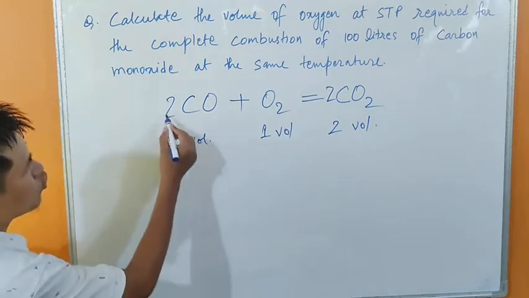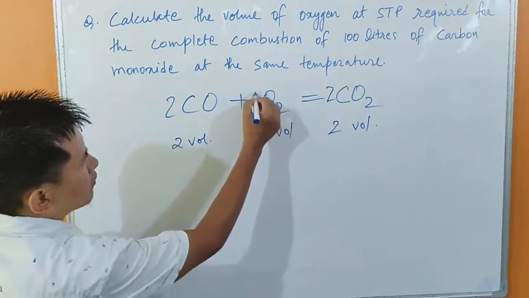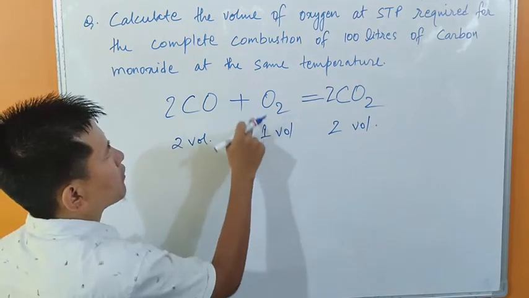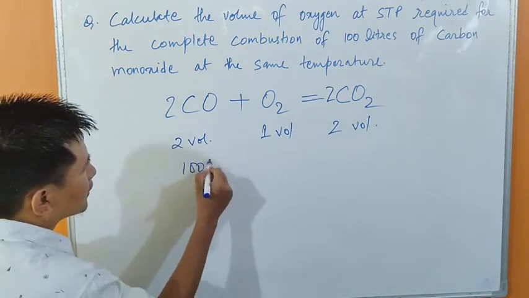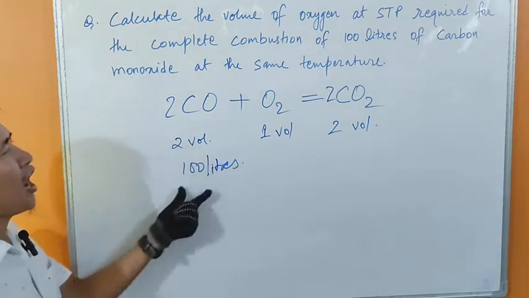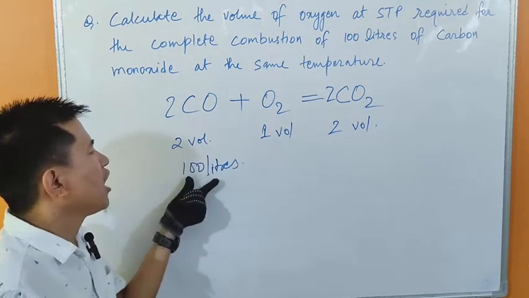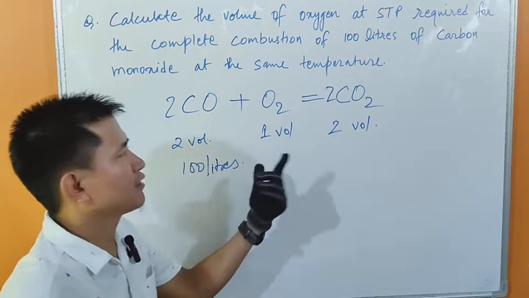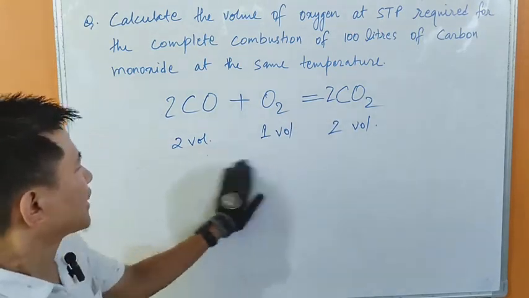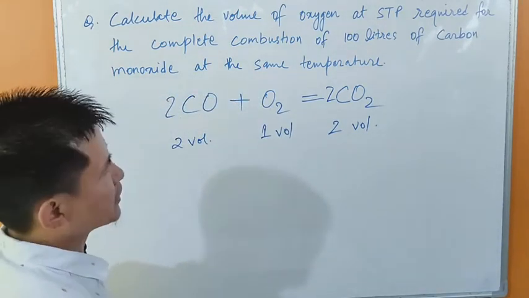Let us understand. 2 volumes of carbon monoxide require 1 volume of oxygen, isn't it? There is 1 in front of oxygen, there is 2 in front of carbon monoxide. So 2 volumes of carbon monoxide require 1 volume of oxygen. That means 100 liters of carbon monoxide will require just half, because 2 requires 1 volume, 100 requires 50 liters. The question is solved. It is very, very easy, isn't it? But we must solve this in a method, in a process. This is very, very simple.